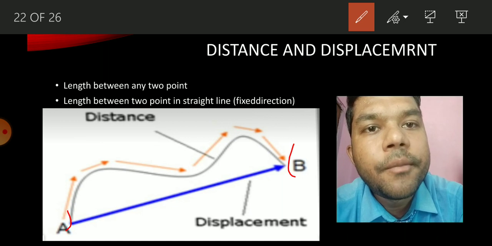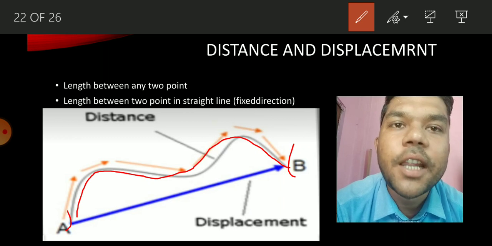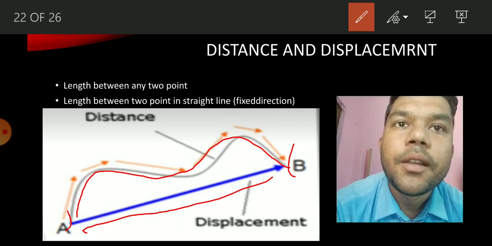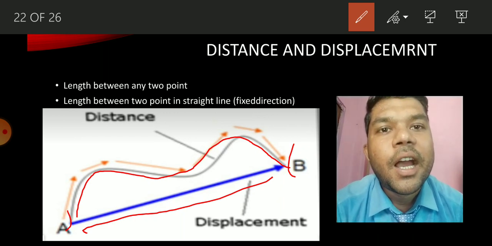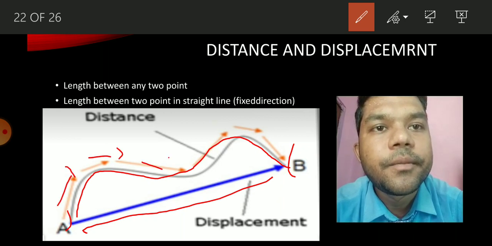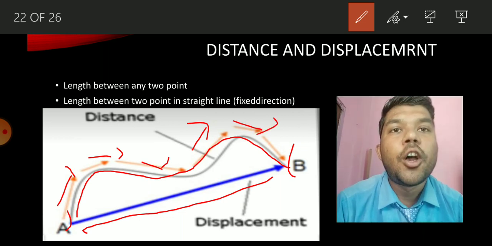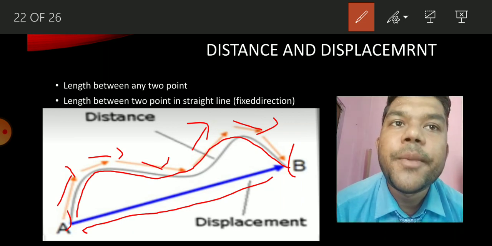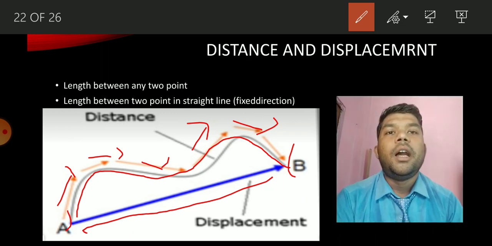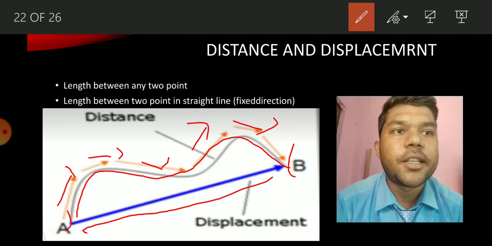Going from A to B in this way is also the length between any two points, and going in that way is also the length between any two points. But what is the difference? In the first condition, the direction is not fixed, it keeps changing. So distance is the length between two points in any direction. The direction is not fixed. But displacement is the length between any two points in a straight line, that means in a fixed direction.